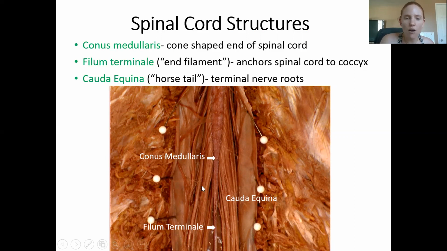And then coming off of the conus medullaris, which is part of the spinal cord, you have a whole collection of spinal nerves. Notice how the spinal nerves continue on even past the end of the spinal cord. Collectively they look like a little horse's tail. And so those are called cauda equina, like equestrian, like horses, cauda, like tail. So cauda equina just means the horse's tail. It's at the end of the spinal cord, and it's made up of spinal nerves that exit off of the end of the spinal cord.